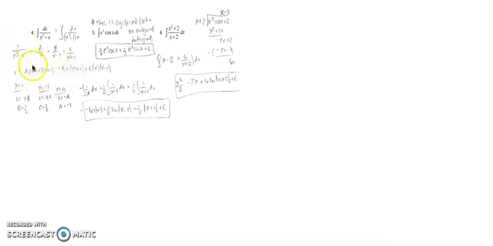So I can rewrite my fraction as a over x plus b over x minus 1 plus c over x plus 1. And then when I find a common denominator and just focus in on the numerator, I'm left with the equation 1 equals a times x minus 1 x plus 1 plus bx times x plus 1 plus cx times x minus 1.